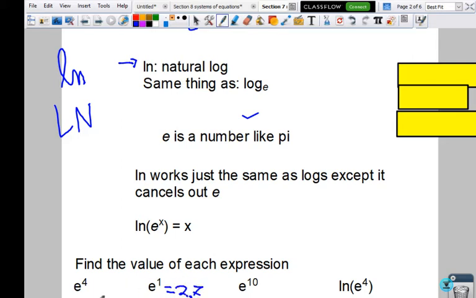Wait, what about E to the 4? Well, let's type it in right now. So if I'm going to go E to the 4, it's 54.6. E to the 10 is a lot bigger now. It is 22,026.5.